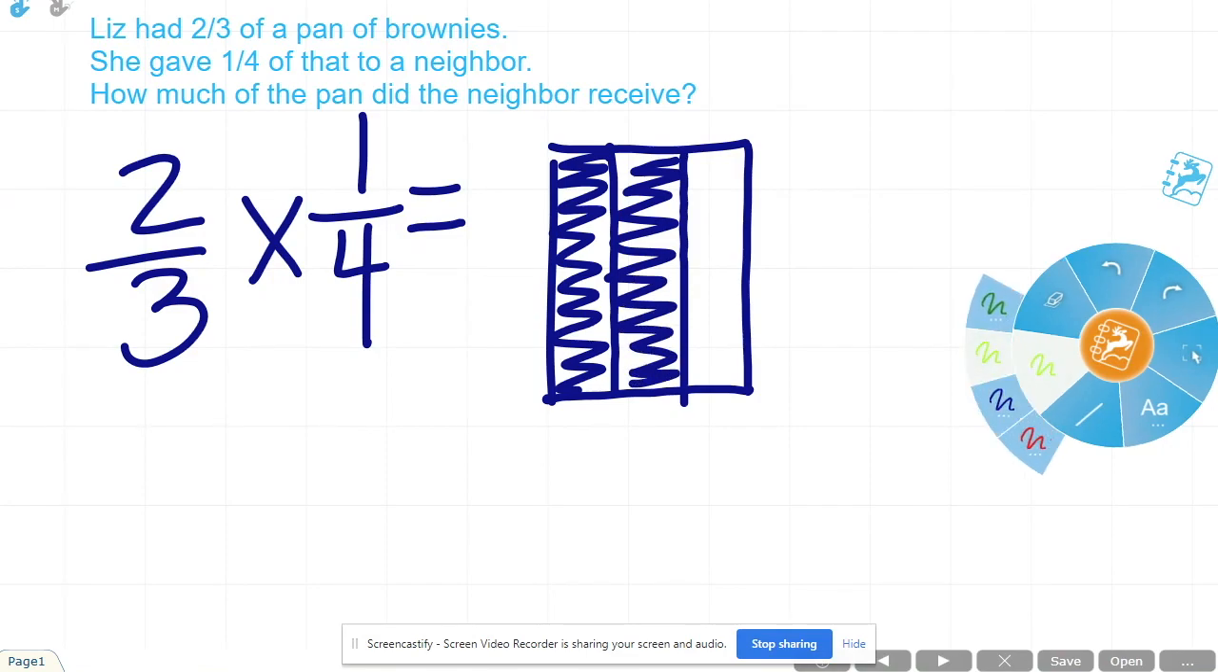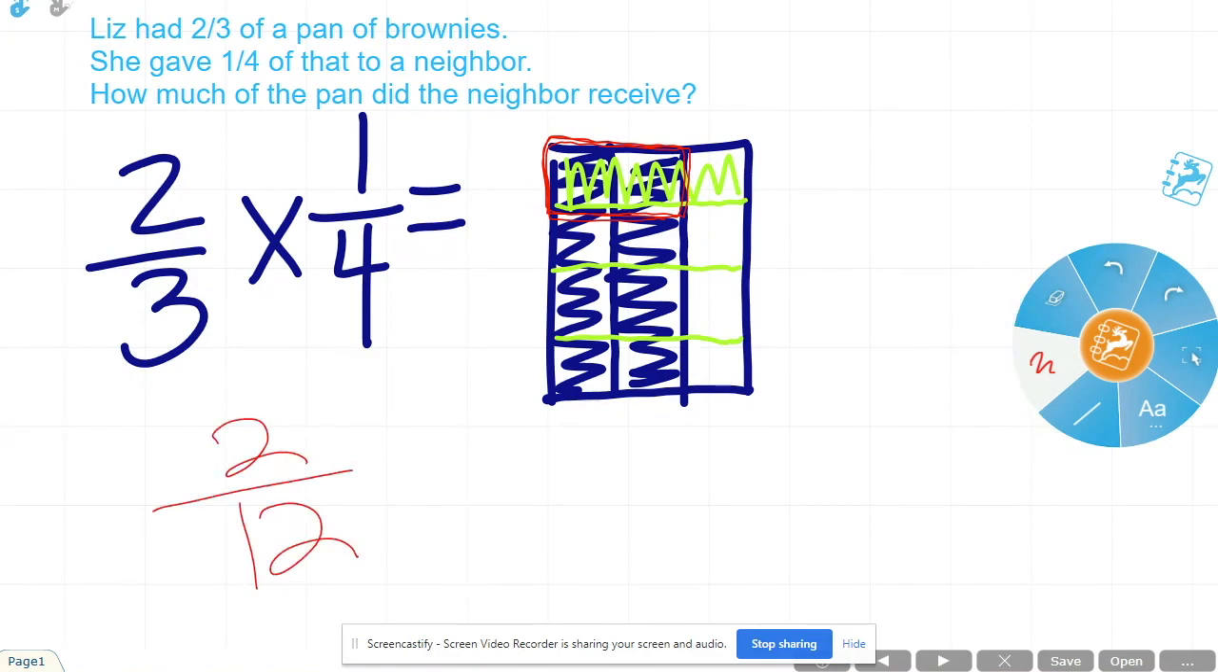All right. Then I'm going to partition the opposite direction into fourths, and I'm going to shade in 1/4 of that section. Now, the way we find our answer with the double overlap is the portion that is shaded in twice. So right here, my answer is 2/12. And that does simplify down to 1/6.